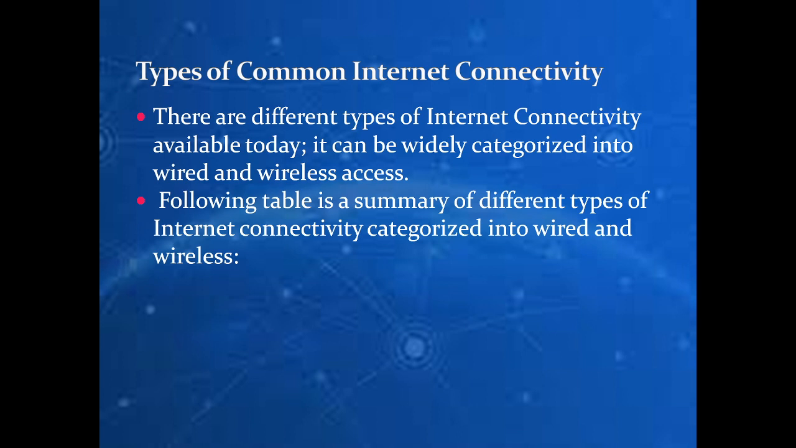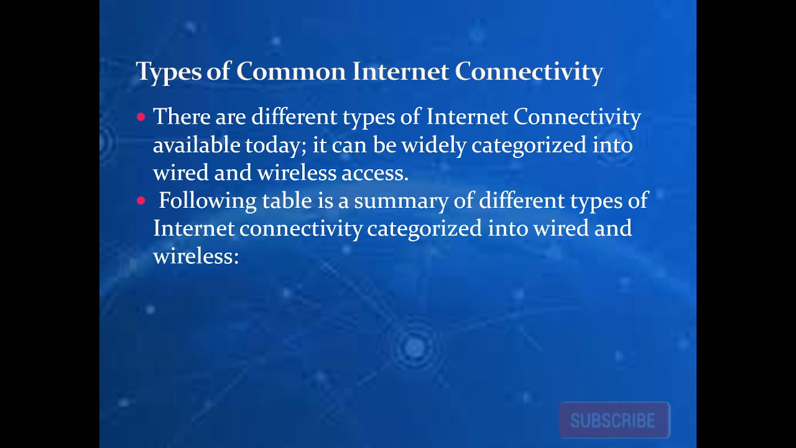What are those two categories? The connectivity may be wired and may be wireless. We may have internet connection through wired technology or through wireless technology. Wired means use of cable, and if we don't use any cable, then it will be wireless access.